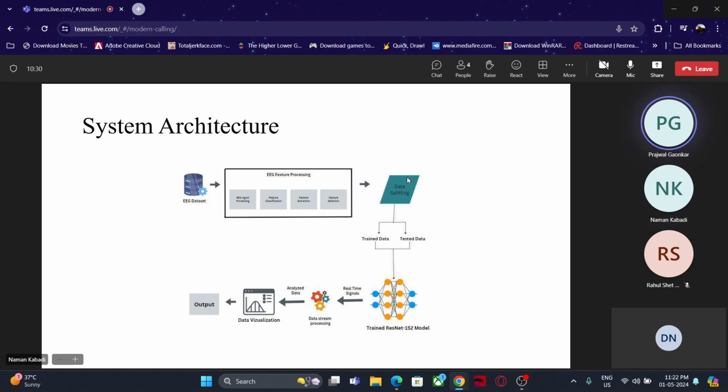Coming to the system architecture, first we will be collecting the data set from the EEG device from the people, and we will be processing the features of the data which we collected in the form of a CSV file, and we will be splitting the data to train our machine learning model, which will be using the ResNet 152 model architecture. And using that model architecture, we will be streaming and processing the data and giving a graphical representation of the data. It will be data visualization, and we will be getting the output in the form of before and after data comparison and the threshold of the brain data.